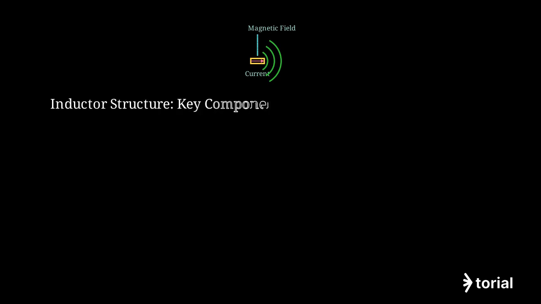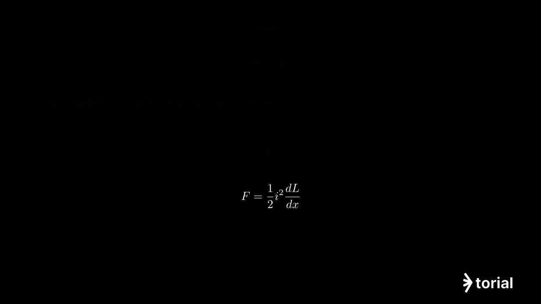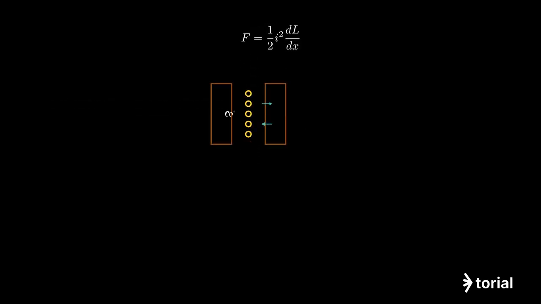The inductor or electromagnet structure forms the basis of magnetic field coupling. Inductance equals permeability times turns squared times area divided by magnetic path length. The electromagnetic force equals 1/2 current squared times the derivative of inductance with respect to displacement. In an electromagnetic system, a coil wrapped around a magnetic core creates a field that attracts a movable armature.